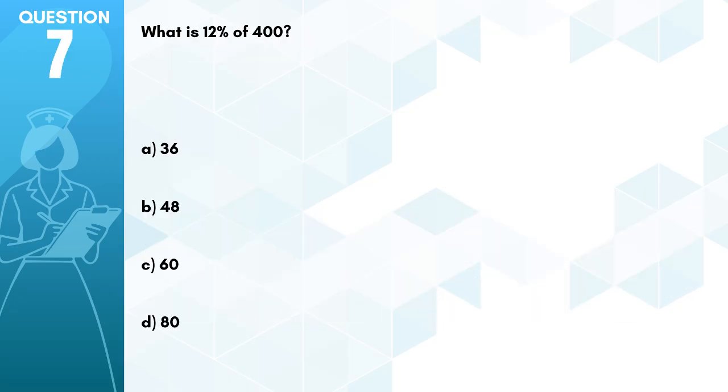Question 7. What is 12% of 400? A. 36, B. 48, C. 60, D. 80.